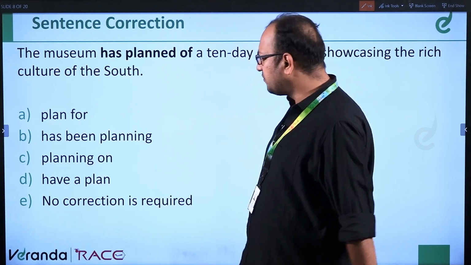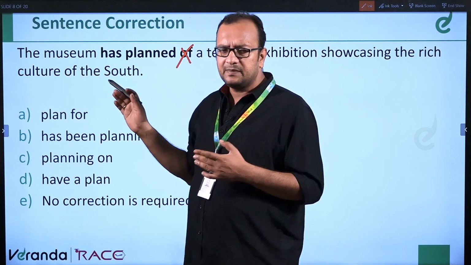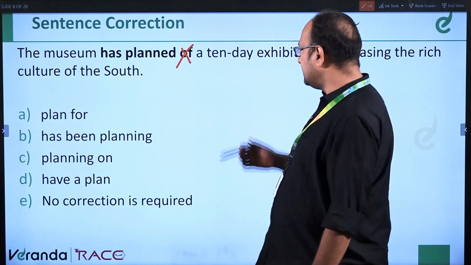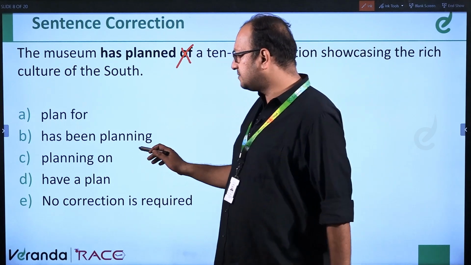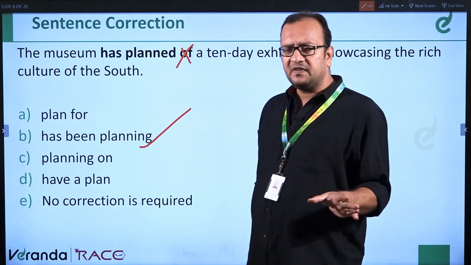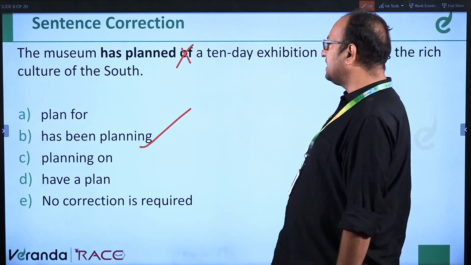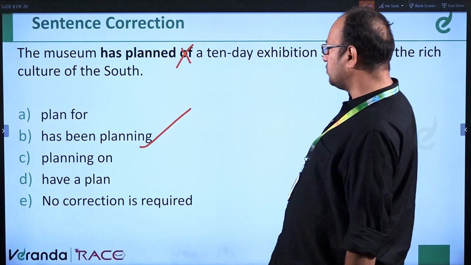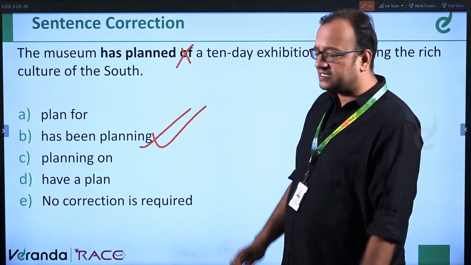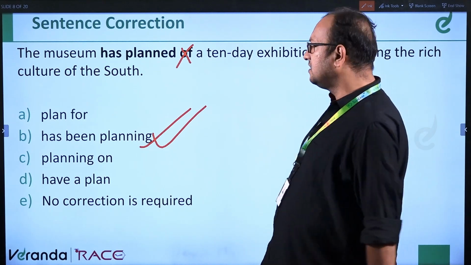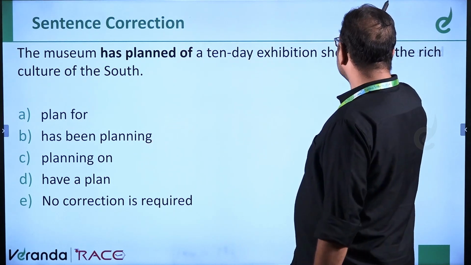The museum has planned of, it says, has been, see, this of shouldn't be here. Only if it had been like this, the museum has planned a 10-day exhibition, it would have been the correct answer, but it is not like that. So the other option can be has been planning. If it is present perfect, then it's fine. If it is not present perfect, then present perfect continuous. So the museum has been planning a 10-day exhibition showcasing the rich culture of the South. So this is the correct answer. Other options are absurd, like the museum planned for, it should be past tense, has planned, or present perfect. Planning on, have a plan. So no, this is the correct answer, B. Clear? Okay, next question.